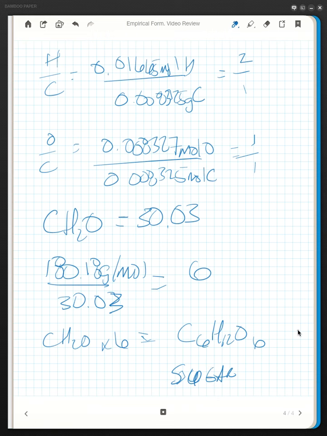So I'm hoping that is good for empirical formula, and that's the combustion analysis. And I hope that will help you with your calculations and your preparation for the AP exam.